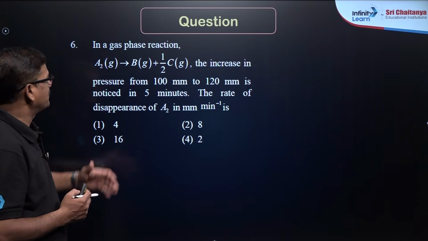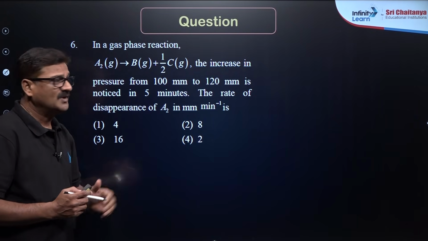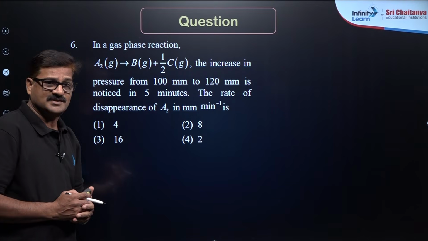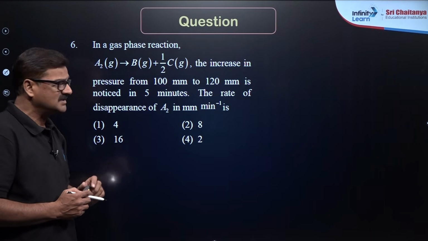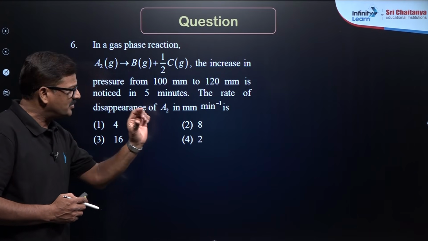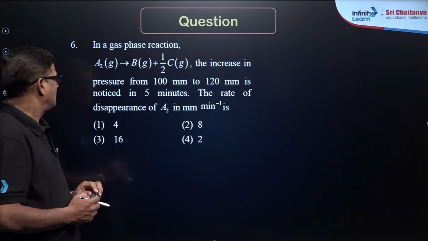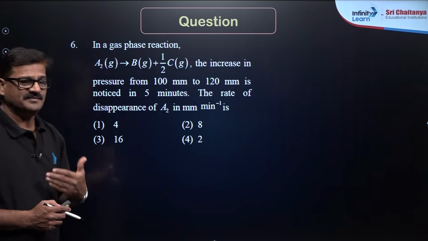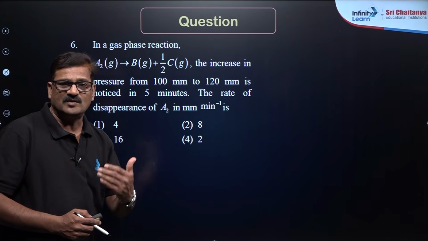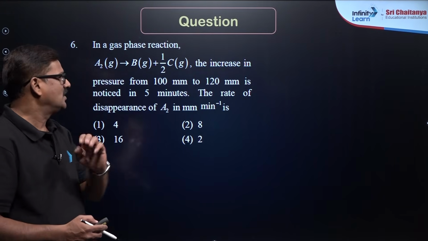Students, this question is about a gas phase reaction, A2 gives rise to B plus half C. All components are in the gaseous phase. The increase in pressure from 100 to 120 is given. So, the total pressure at time t is going to be 120, noticed in 5 minutes. We need the rate of disappearance of A2, which means the amount of it consumed.